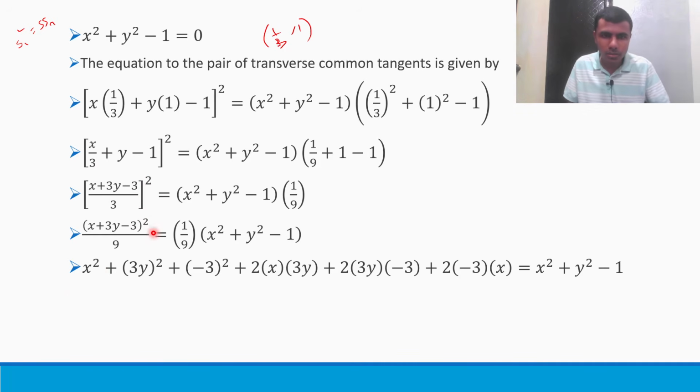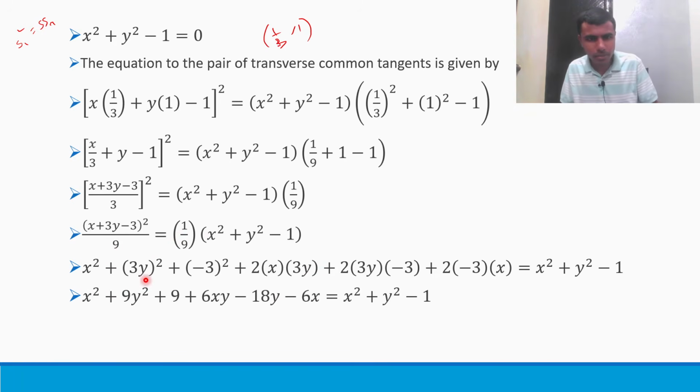Now see guys, I'm expanding using the formula a plus b plus c whole square. In place of c I have minus 3. So x square plus 3y square plus minus 3 square plus 2 into x into 3y plus 2 into 3y into minus 3 plus 2 into minus 3 into x. Same a plus b plus c whole square formula which I showed you before. One more thing guys, the 9 gets cancelled, so x square plus y square minus 1.